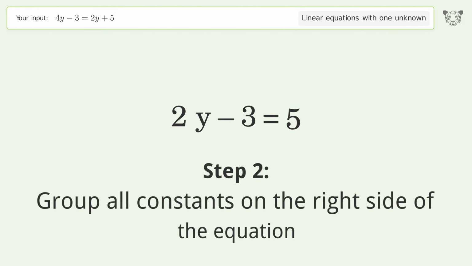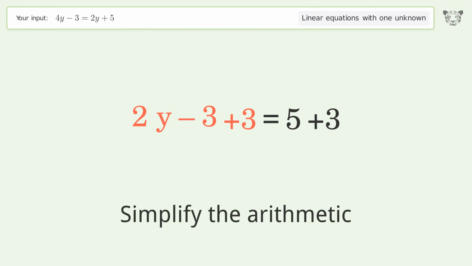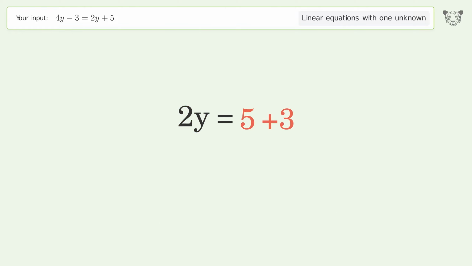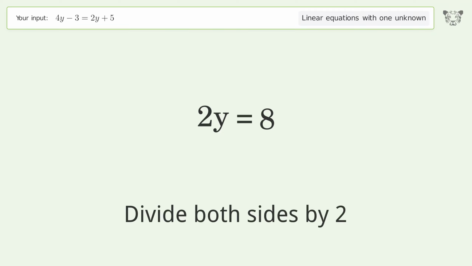Group all constants on the right side of the equation. Add 3 to both sides. Simplify the arithmetic. Isolate the y. Divide both sides by 2.